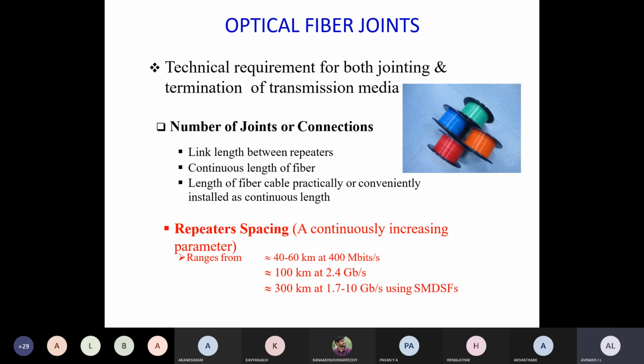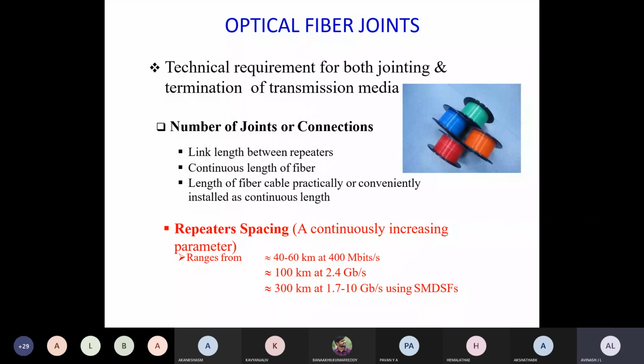So the number of joints or connections depends on some parameters. The different parameters we are going to see: first, you can make a note of it, the link length between the repeaters; second, the continuous length of the fiber; and third, the length of fiber cable practically or conventionally installed as continuous length.